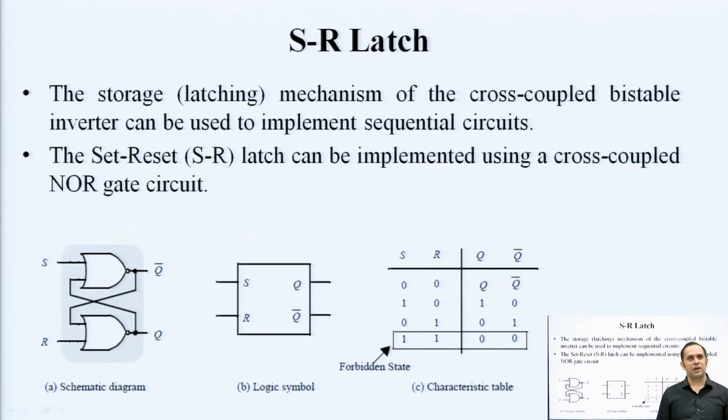Instead of inverters, we use a cross coupled bistable NOR gate circuit. So, you have one NOR gate here, this is your schematic, and another NOR gate here. One of the inputs is your S input, another input is the R input to the next NOR gate. The second input of this NOR gate is coming from the output of the other NOR gate, cross coupling. So, the Q output is basically a NOR operation between R and Q bar, which is the complement of Q, and Q bar is a NOR operation of the S input and the Q output.